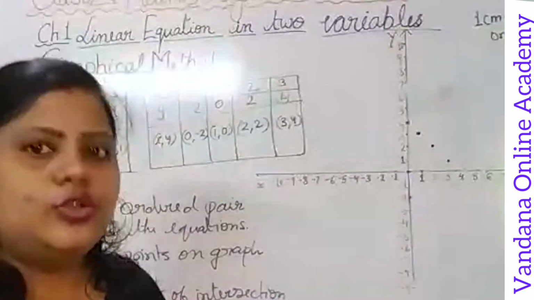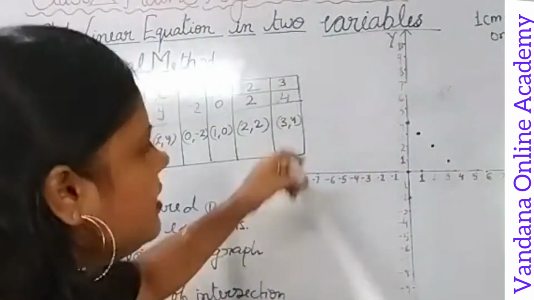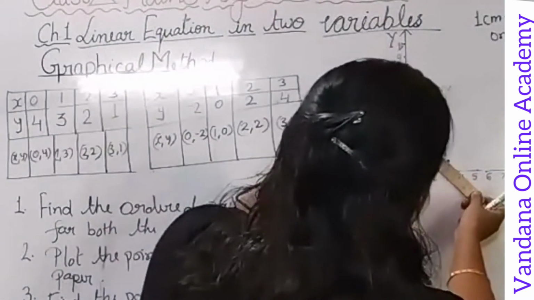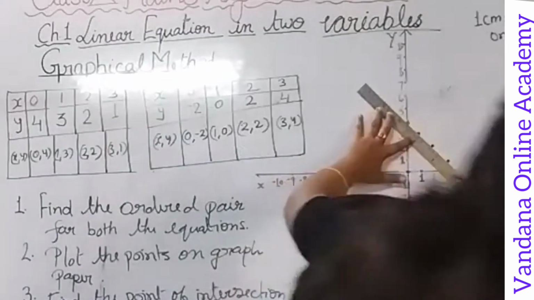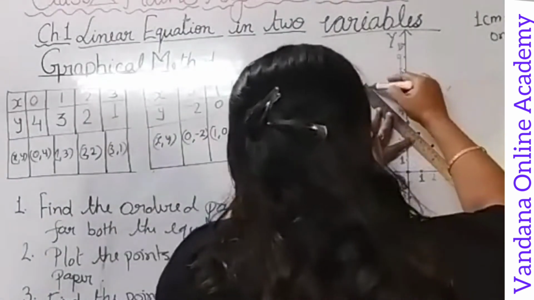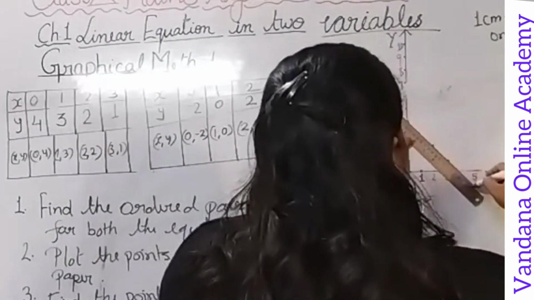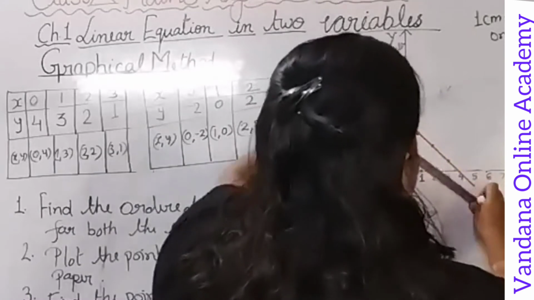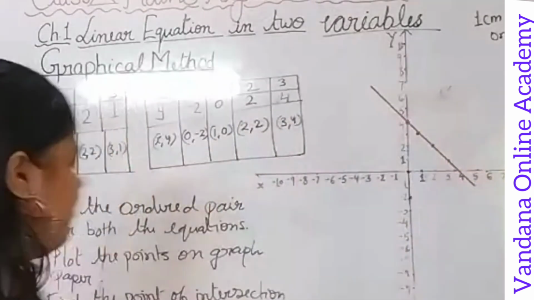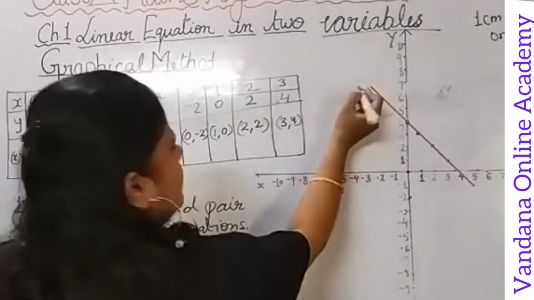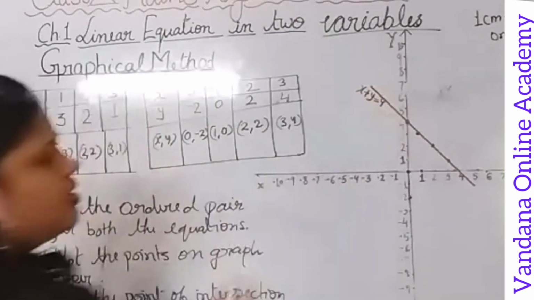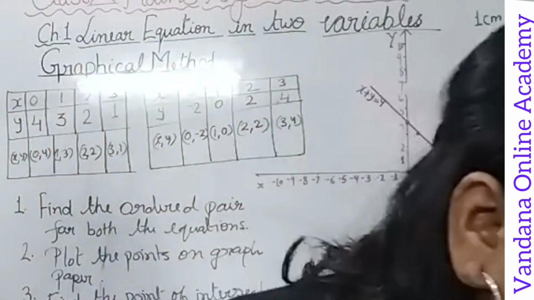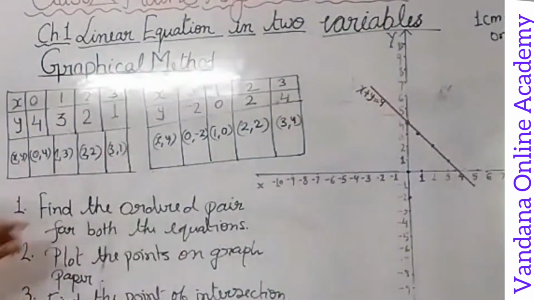Okay. So now we got the scale. With the help of this scale, we will draw the line. I am taking the red marker to draw this line. See, this line we get. Now we will write the equation of the line here. You have to write this. This is important. x plus y is equal to 4. Understood?